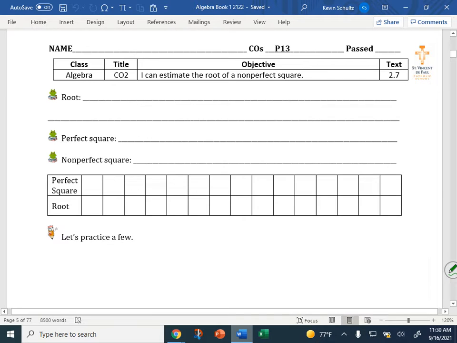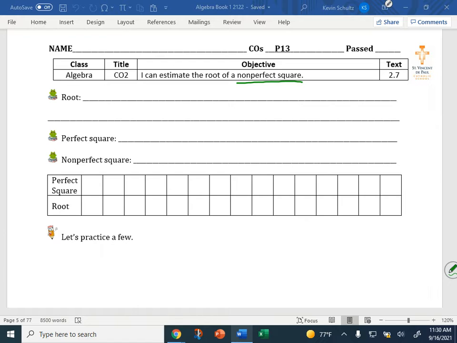We are continuing Unit 1, second objective, estimating the root of a non-perfect square. We talked about non-perfect squares in CO1. What is true about the root of a non-perfect square as far as rational and irrational is concerned? Aiden.